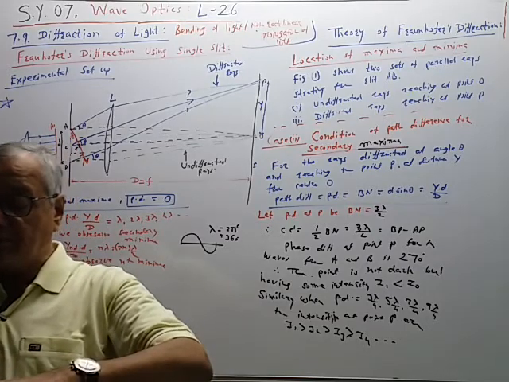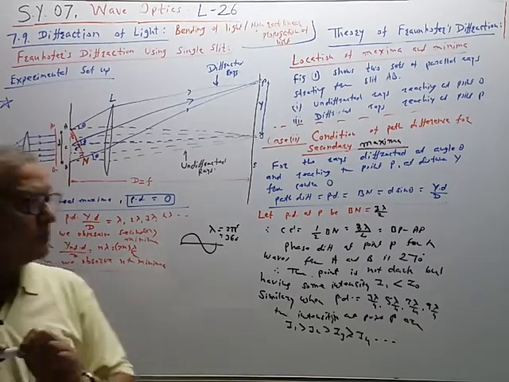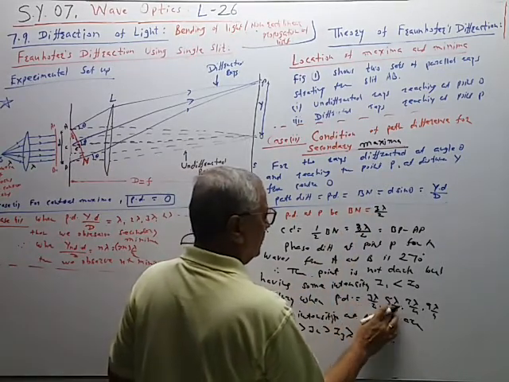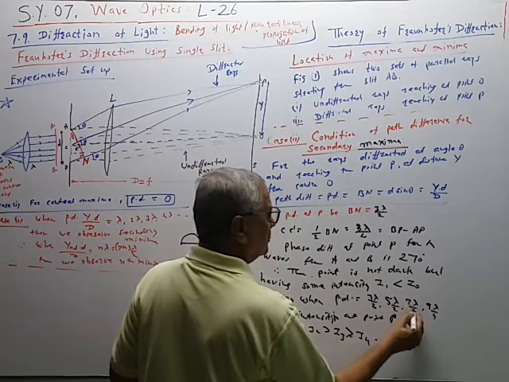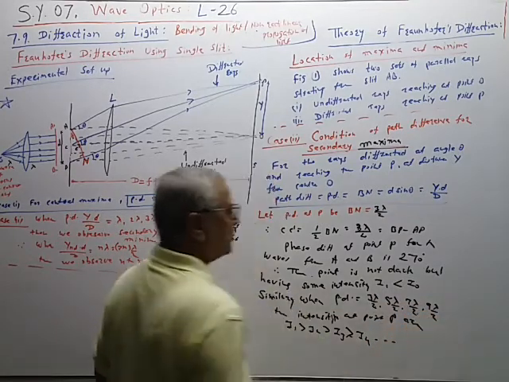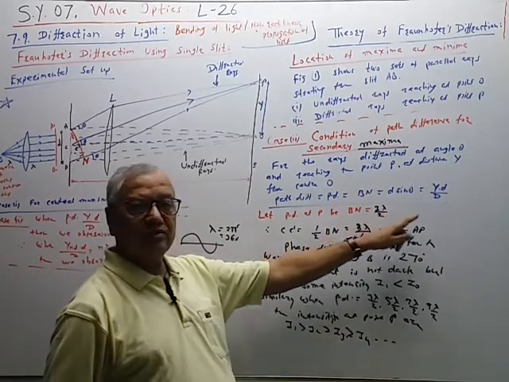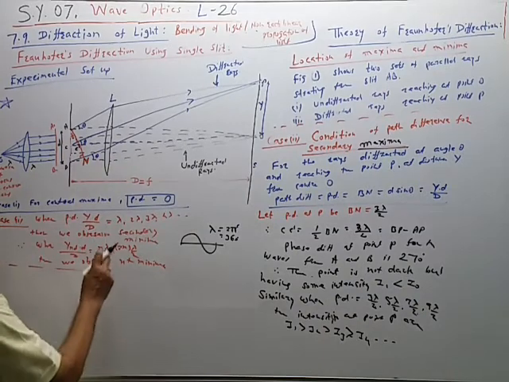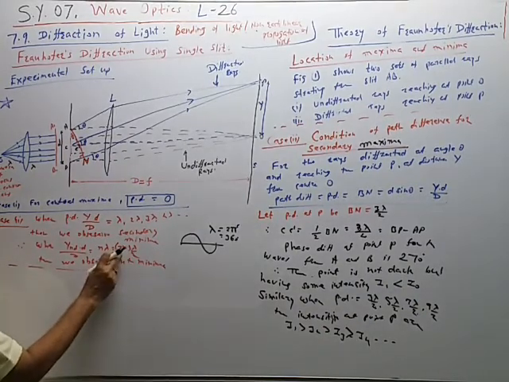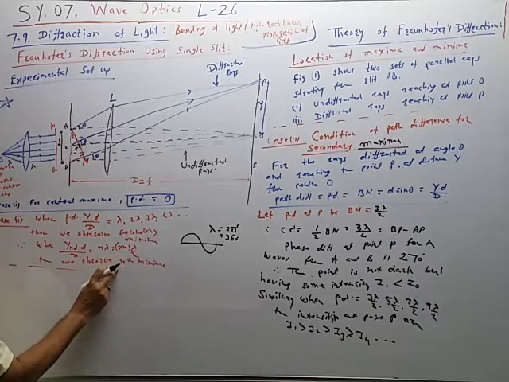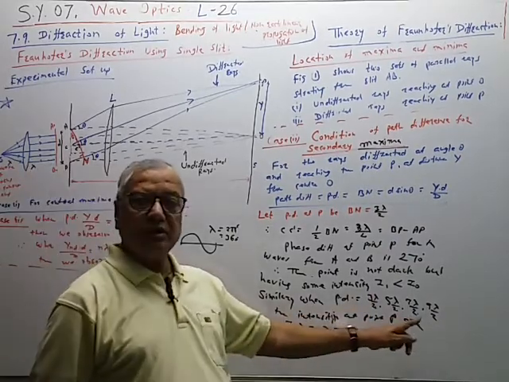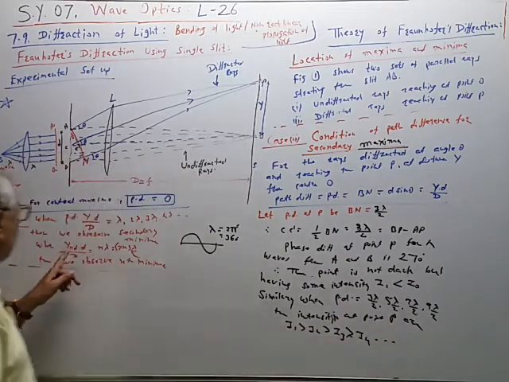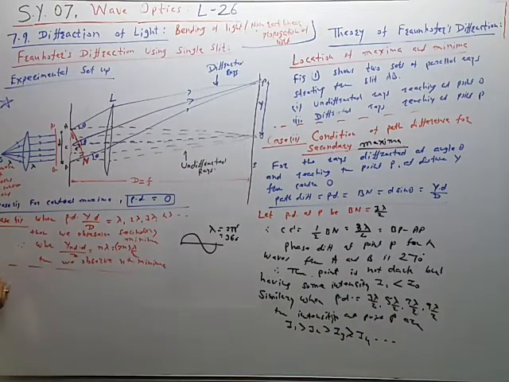So 3 lambda by 2, 5 lambda by 2, 7 lambda by 2, 9 lambda by 2. So 3, 5, 7, 9 means odd multiple of lambda by 2. In the earlier case, it is even multiple of lambda by 2. So even multiple of lambda by 2, it is the condition for nth minima. Odd multiple of lambda by 2, it is the condition for nth maxima, nth bright band. So this D is for dark. So what is the result of case number 3?